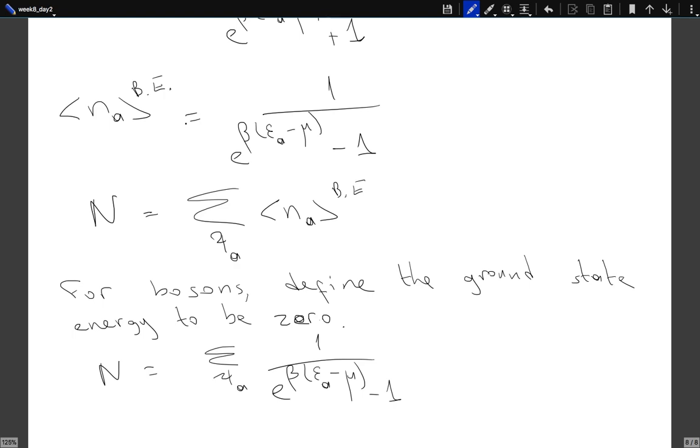But you see, if epsilon A is less than mu, here in this Bose-Einstein statistics, then epsilon A minus mu is a negative number. Beta, assuming positive, and we had already discussed that in general it will be positive. This is a negative number. E to the power a negative number is less than 1. So this average just becomes a negative average number. That's not possible. So that tells me that mu has to be less than or equal to 0 for bosons. For fermions, there is no such restriction.